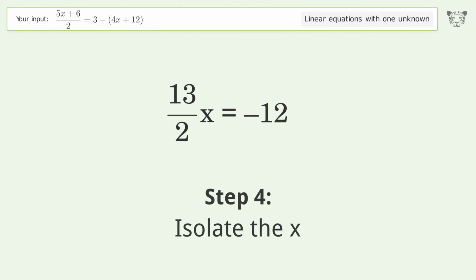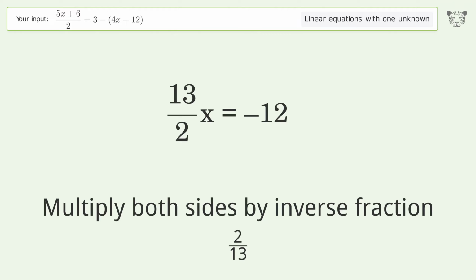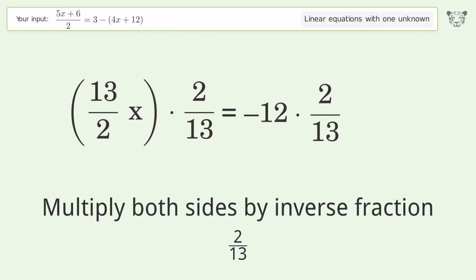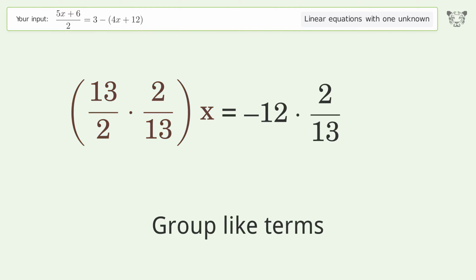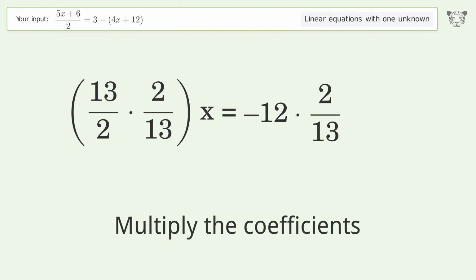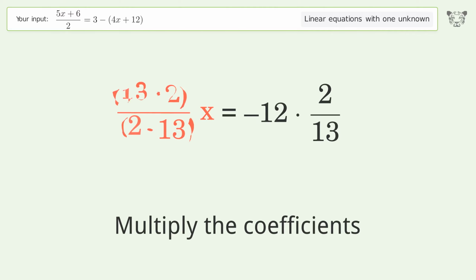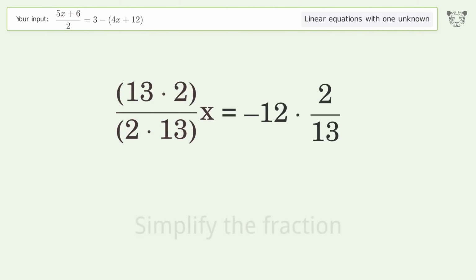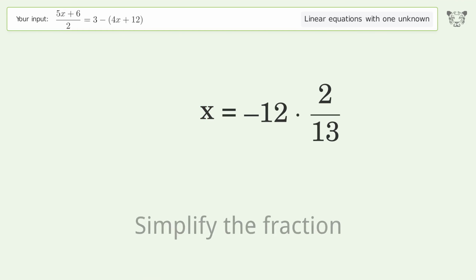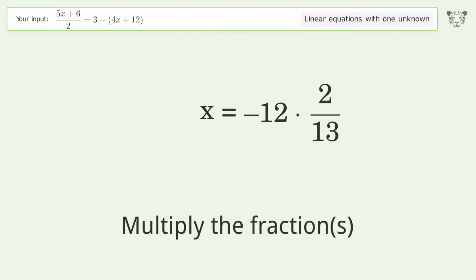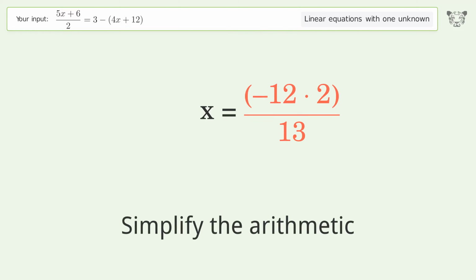Isolate the x. Multiply both sides by inverse fraction 2/13. Group like terms. Multiply the coefficients. Simplify the fraction. Multiply the fractions. Simplify the arithmetic.